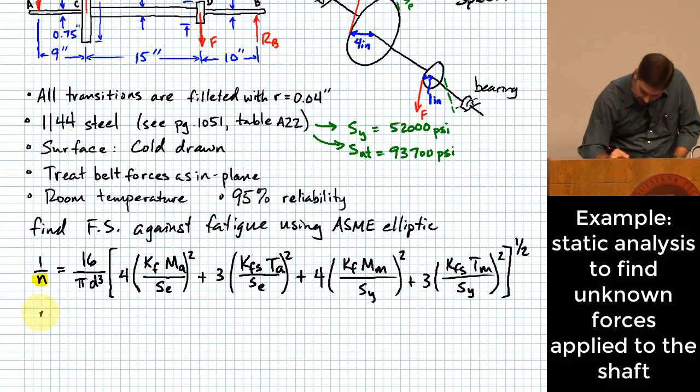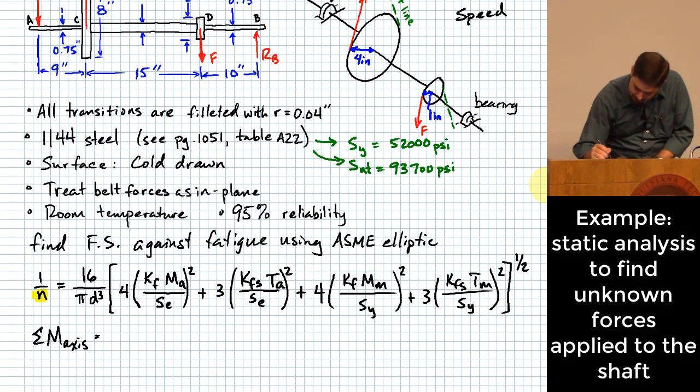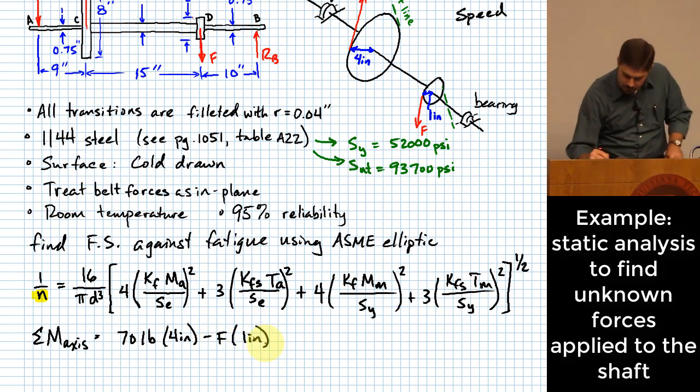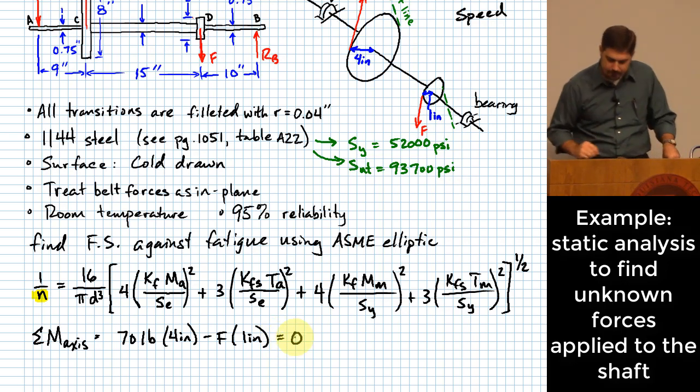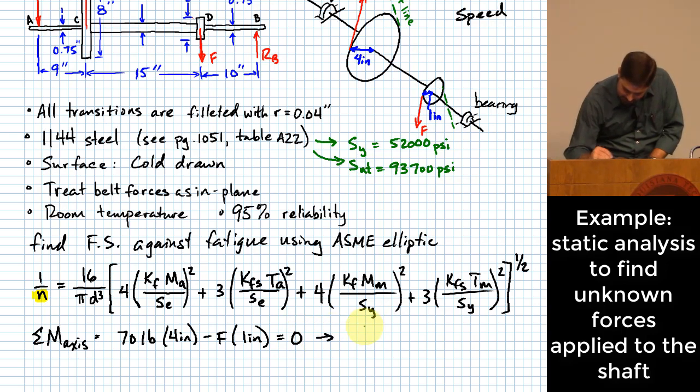Okay, so summing torques or moments around the axis, what I find there is that I will have 70 pounds times 4 inches in one direction, and then I will have F times 1 inch in the opposite direction, and those should sum to 0. Okay, which tells me here that F has to be what? 280 pounds.